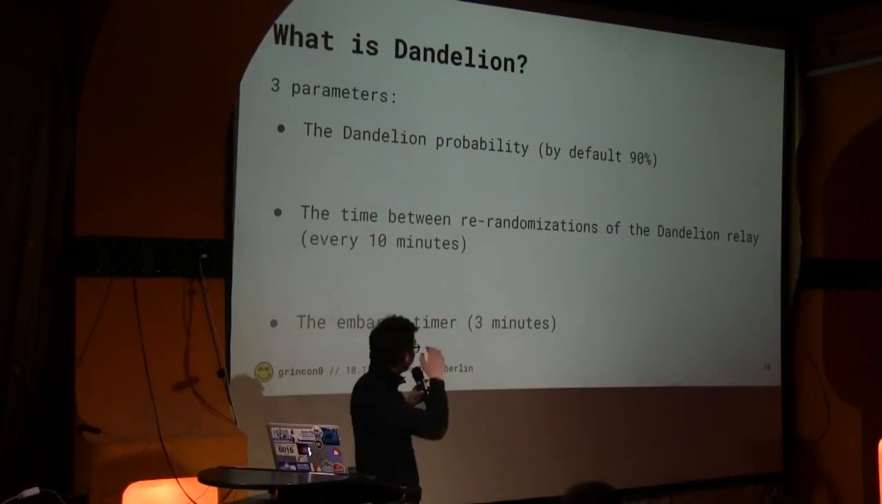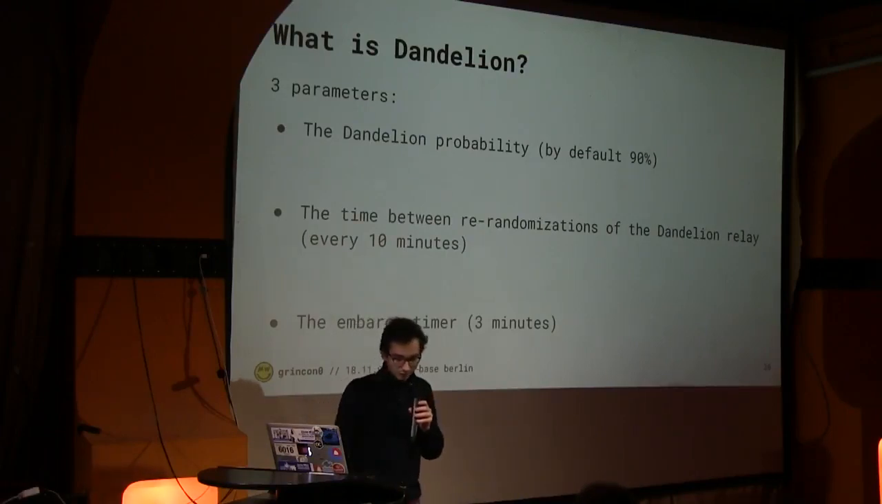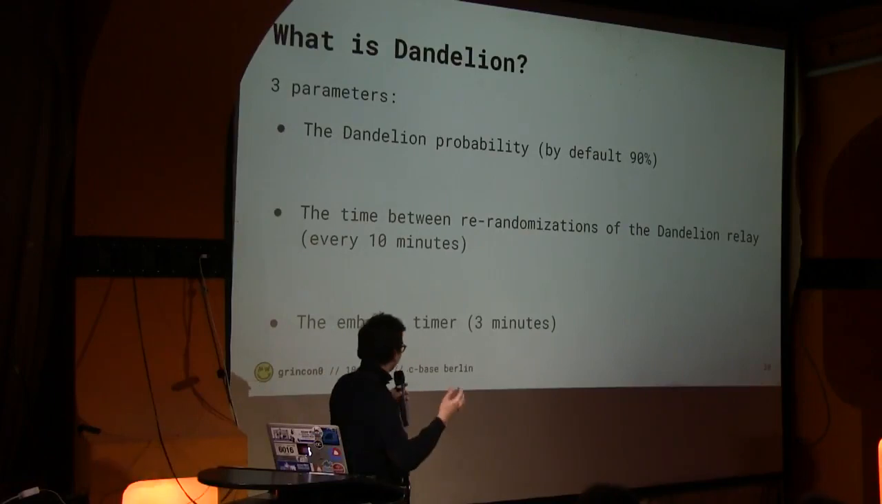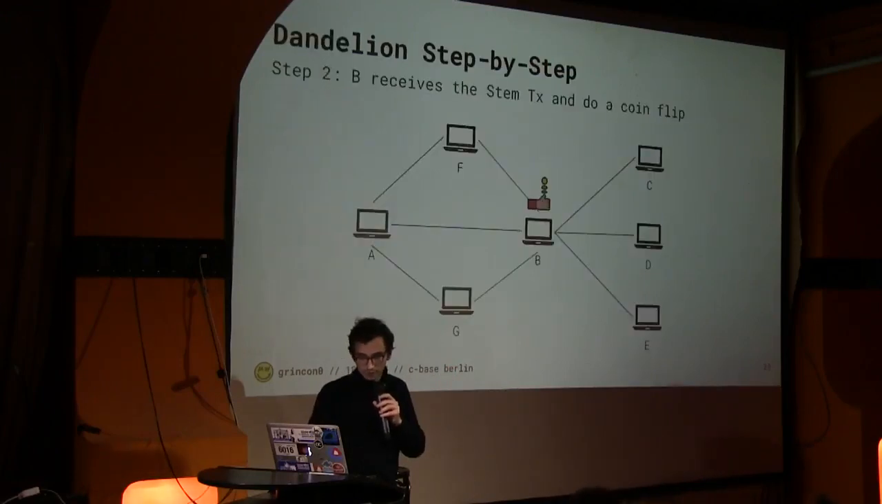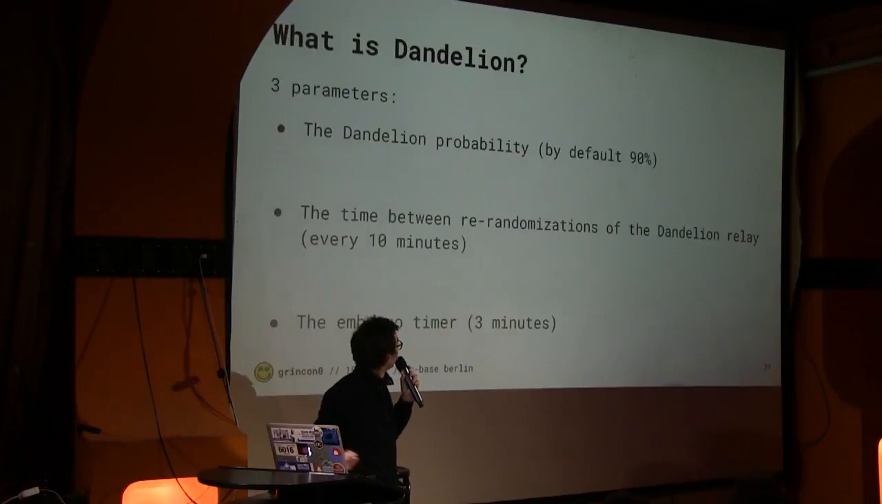Okay, so with Dandelion, there are basically three parameters. First one is the Dandelion probability, because you're not going to do a coin flip. Because if it was a coin flip, 50% of the time you would say, okay, stem it or fluff it. And it would be a really, really short path, on average only 2 hops before propagation. So you want something higher than that.